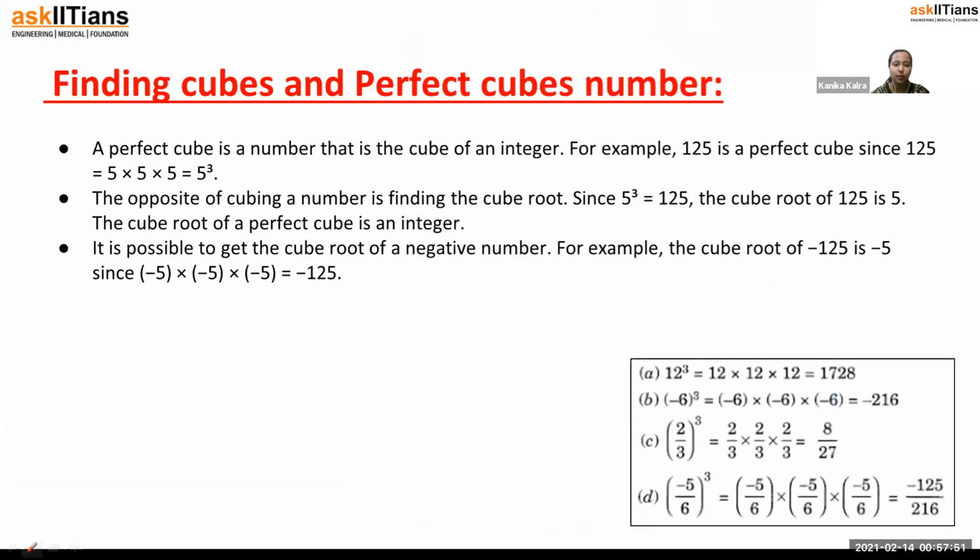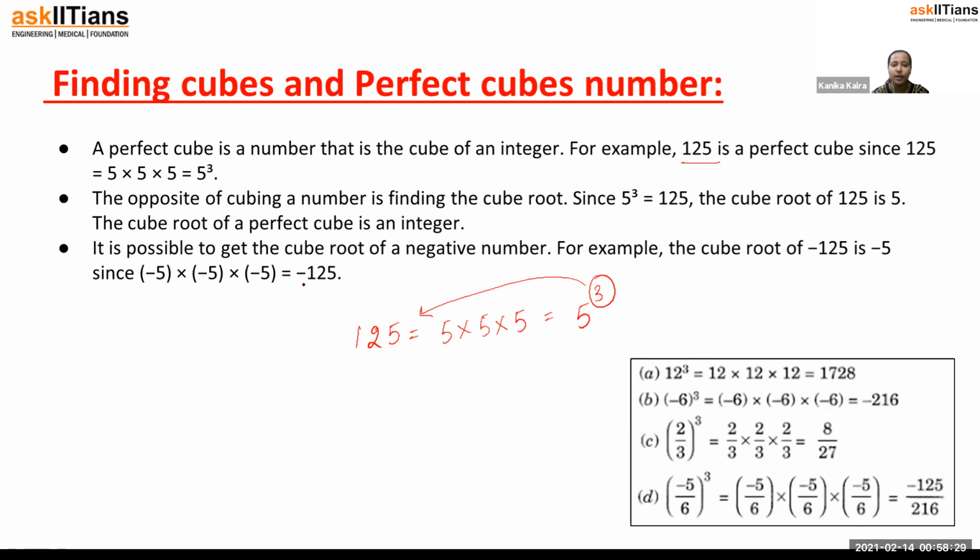First thing is, we will be talking about a perfect cube. A perfect cube is a number that is a cube of an integer. Like for example, we have 125. So 125 is a perfect cube because, how do you write the prime factorization of 125? It's 5 into 5 into 5, which is basically 5 raised to the power 3. So that is why 125 is a perfect cube.